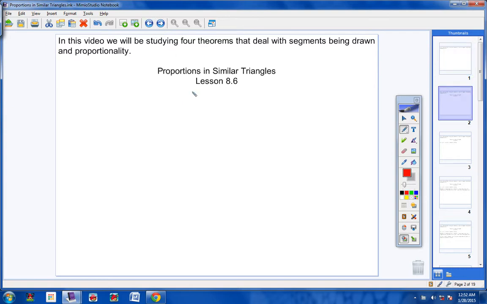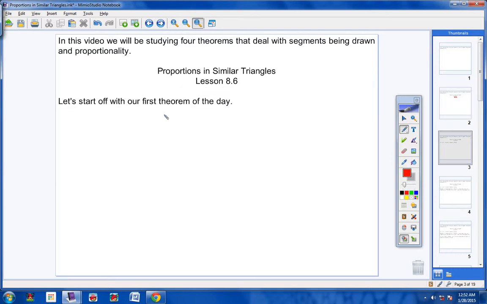Now, your heading for today is proportions in similar triangles. Proportions in similar triangles, lesson 8.6, and be sure and include today's date so that your notes are organized. Okay, so take a second, copy that down, and then we're going to continue on.